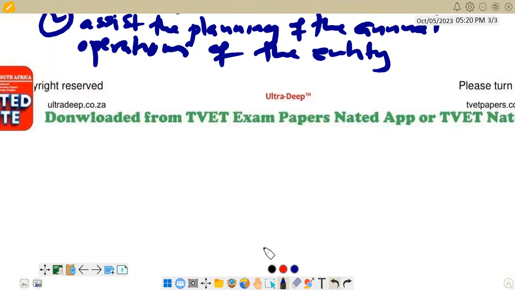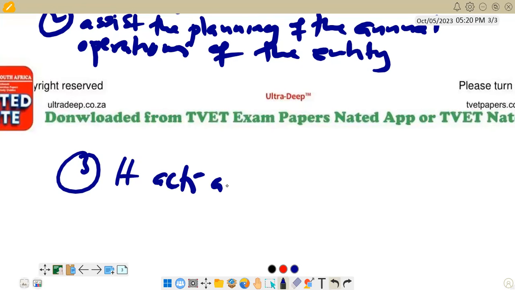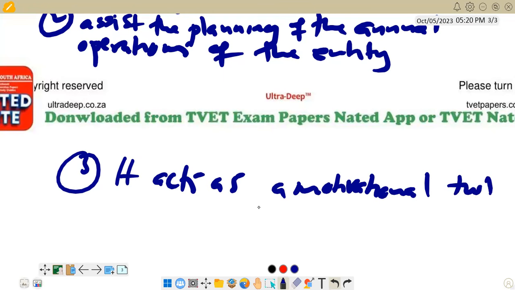If you look for the third one there, we can see that it can also act as a motivational tool. It can be used to motivate our workers so that they need to work within the budget and they know what to do. So that one is the third one. So we look for the next one.